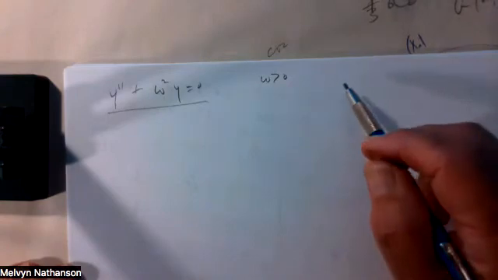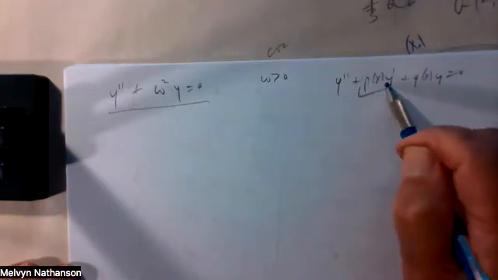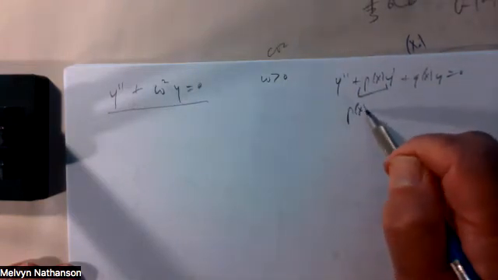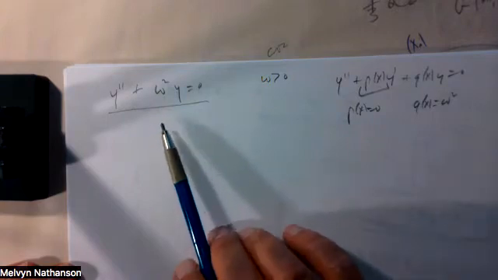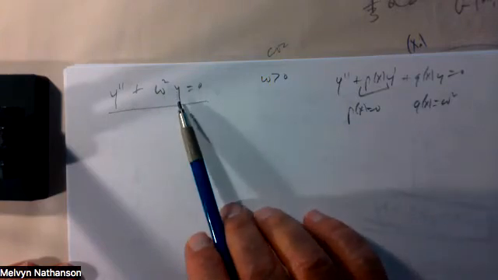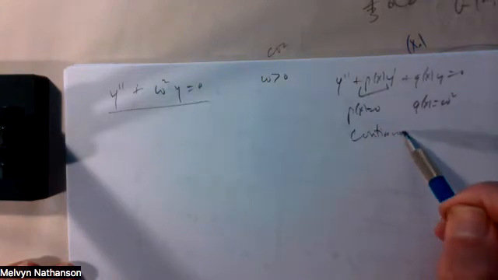So again, this is of the form y double prime plus p of x y prime plus q of x y equals 0, where in this case, p of x is 0 and q of x is the constant omega squared. So for any initial conditions, this differential equation will have a unique solution from minus infinity to plus infinity, because these functions, p and q, they're certainly continuous from minus infinity to plus infinity.